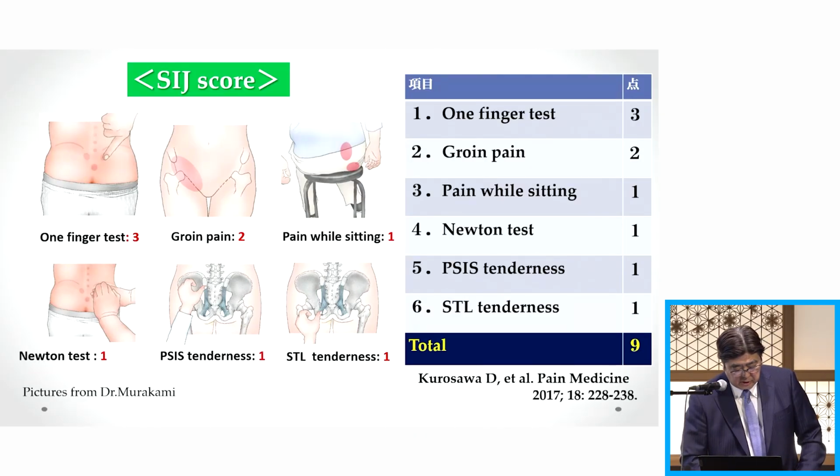Kurosawa's SIJ score is well known and very useful. This score involves growing pain as 2 points, but the total is 9 points.